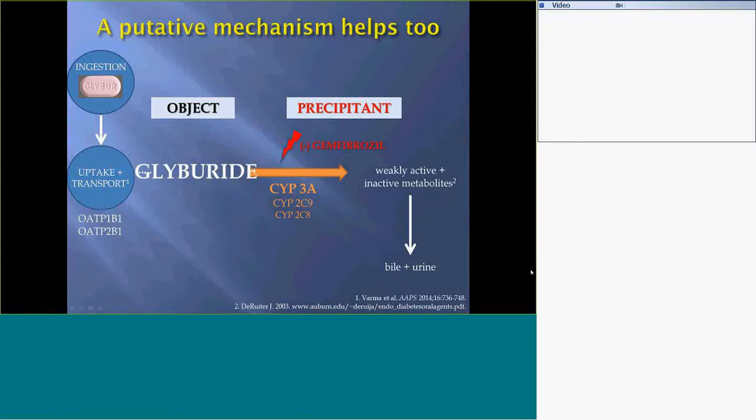Now, for those not familiar with DDI nomenclature, typically we would refer to a drug like glyburide in this instance as the object drug, that is, a drug that's affected in a DDI pair, whereas gemfibrozil would be the precipitant drug, that is, the drug doing the affecting.